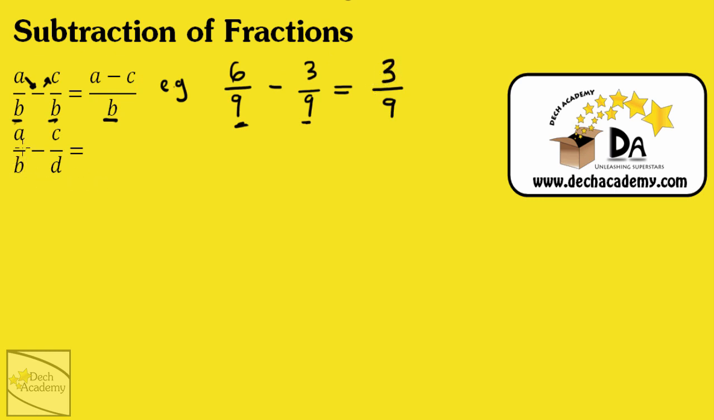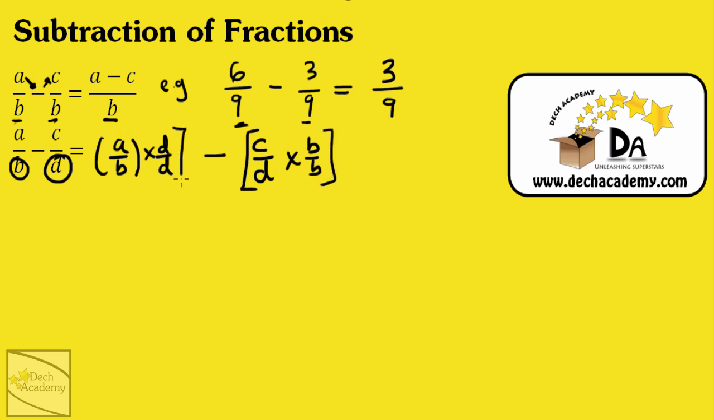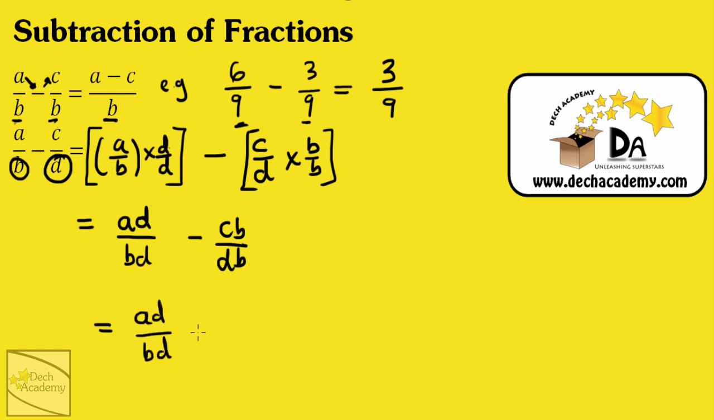However, for fractions with different denominators, like this case where we have a over b minus c over d, a simple way to proceed is first to convert this problem to one involving fractions with the same denominator, and you do that by taking the first fraction and multiplying it through by the denominator of the second fraction, and then subtracting what you get when you take the second fraction and multiply it through by the denominator of the first fraction. Which gives a, so a over b times d over d, same thing as a times d, which is ad, divided by b times d, which is bd, minus c times b, which is cb, divided by d times b, which is db. And as you know, db is the same thing as bd, so it's minus cb over bd.